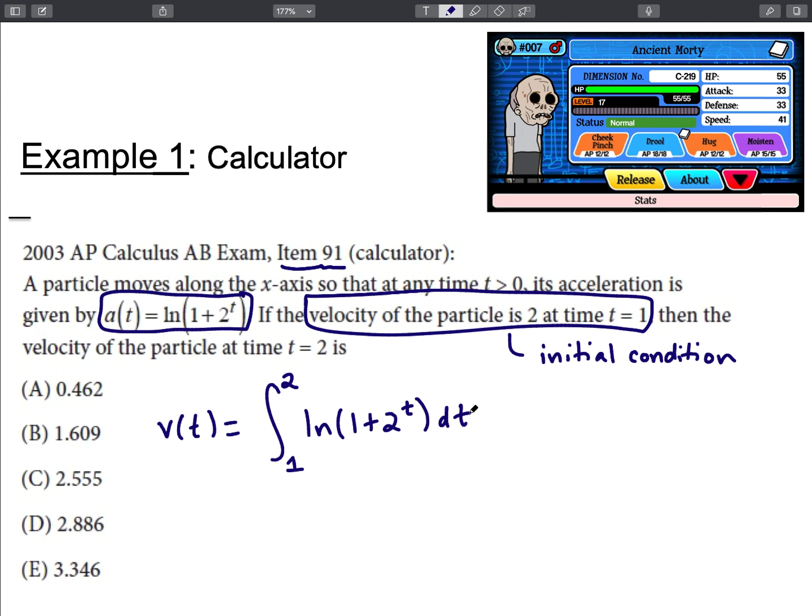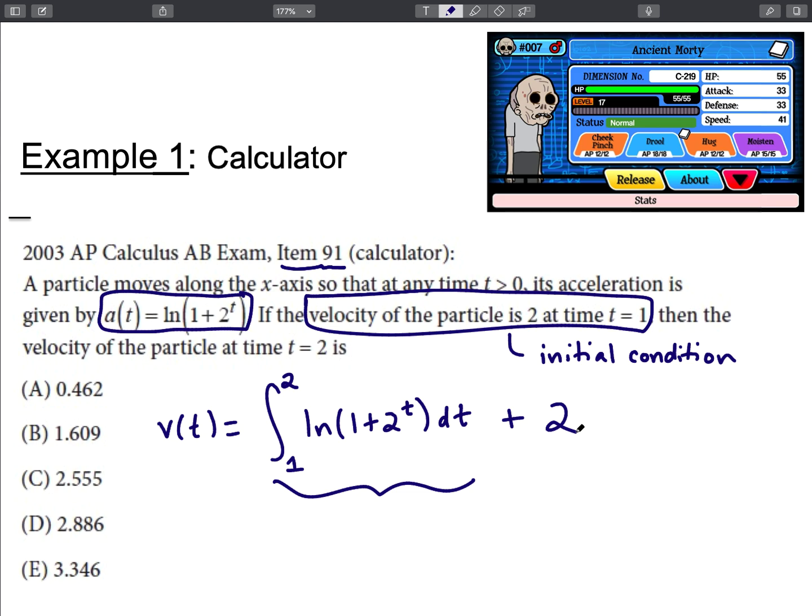But since I do have that initial condition, I know that the velocity of the particle is 2 at time t equals 1. Then I'm going to take what I know about the change in the velocity from 1 to 2, and I'm going to add that positive 2. The reason we're adding is that the velocity is 2 at time t equals 1. We then found out from the integral, this first part that we wrote, how it changed from time t equals 1 to t equals 2. So we're going to add it to its initial condition.